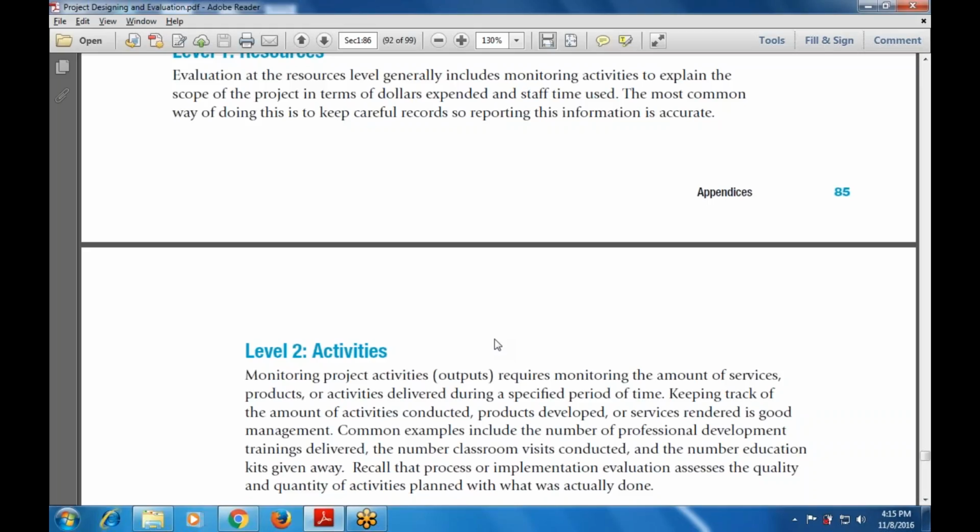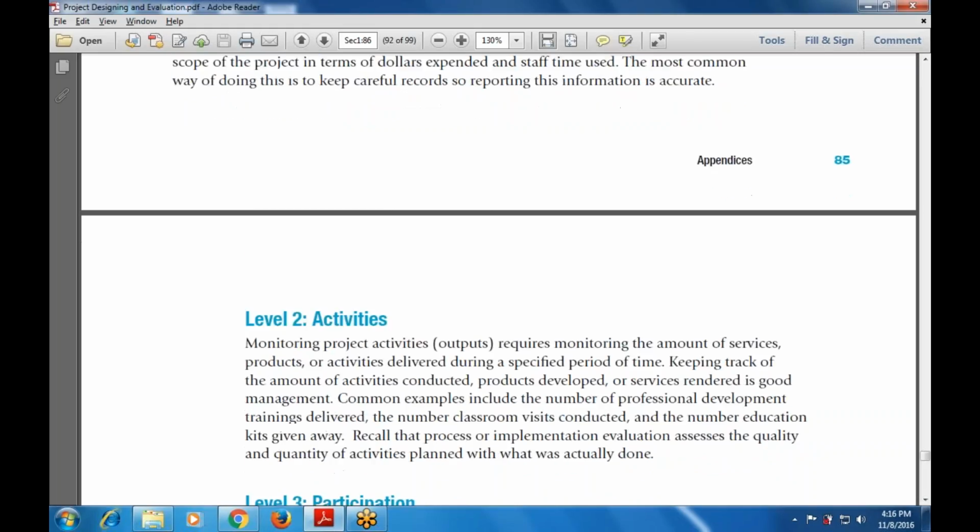A common example includes the number of professional development trainings delivered, the number of classroom visits conducted, and the number of education activities. These project activities are also known as the output activities.